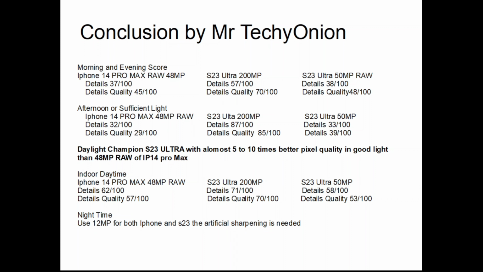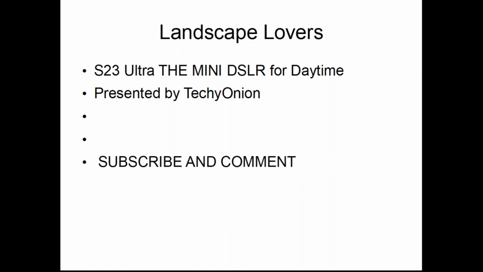Now, for nighttime, use the 12 megapixel for both iPhone and S23. If you want, you can use the 200 or the RAWs, but there is no guarantee that the picture will look that good. You need the artificial processing for nighttime. All the lenses suffer basically, even DSLR. And for landscape lovers, the S23 Ultra, I call it the mini DSLR for daytime.